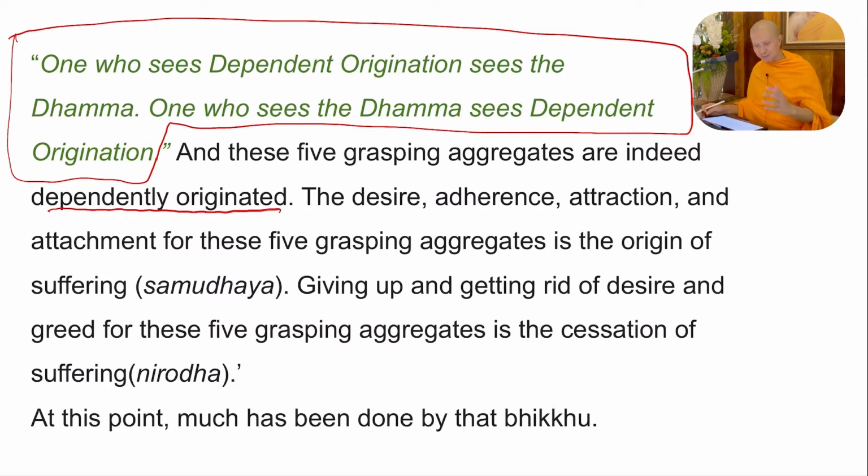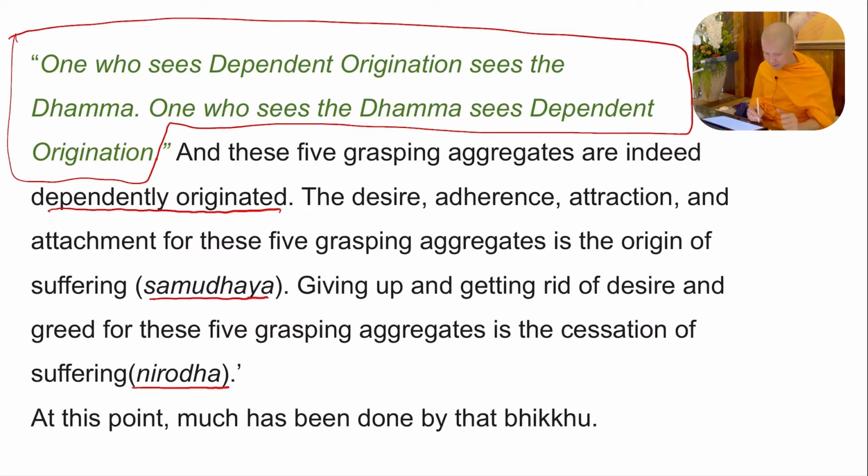You see how smart Sariputta is. The desire, adherence, attraction, attachment for these 5 aggregates is the origin of suffering, which is samudaya. Giving up and getting rid of this desire, greed for these 5 aggregates of grasping is the cessation of suffering, which is nirodha. In this teaching, he did not talk about the Noble Eightfold Path. So without knowing the Eightfold Path, you can still understand dukkha and can be liberated too, just by understanding this teaching. That's why this is one of the masterpieces of Sariputta.